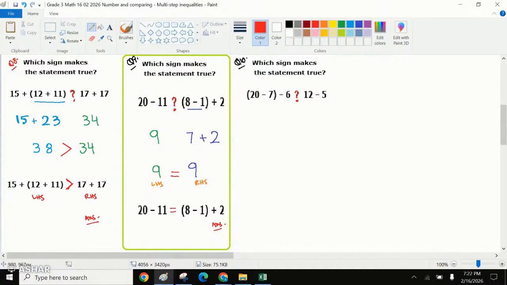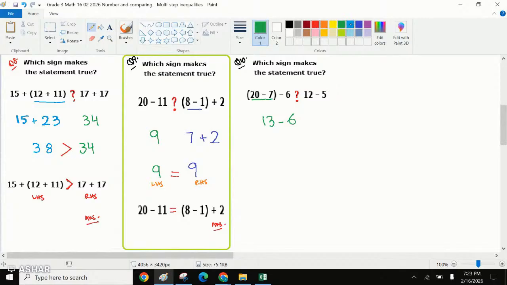What is 20 minus 7? Can anyone answer for me? 20 minus 7. Because we always solve the bracket first. 20 minus 7 would be, Peace, what is 20 minus 7? 20 minus 7 is, perfect, thank you, Ethan. 20 minus 7 would be 13, minus 6 on this side.